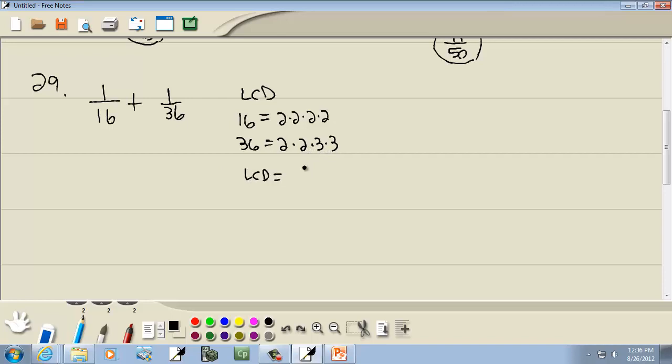So then our LCD. Start with the 2's. We're looking for the greatest number of 2's on a single line. There's 4 here, there's 2 here. So the greatest number of 2's on a single line is 4 of them. Then I go to my 3's. There's no 3's here, there's 2 3's here. So the greatest number of 3's on a single line is 2 of them. 2, 4, 8, 16 times 9 gives us 144.